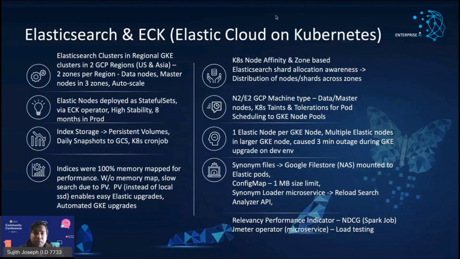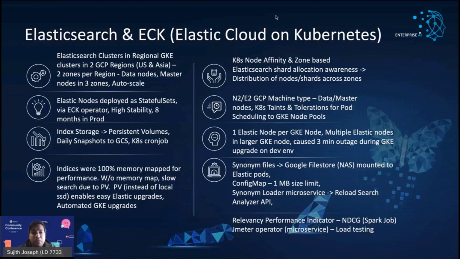The search engine that we use is Elasticsearch, deployed using the ECK operator, that is, Elastic Cloud on Kubernetes operator. We have multiple Elasticsearch clusters deployed across 2 regional GKE, that is Google Kubernetes Engine, clusters, deployed across 2 GCP regions, one in US and one in Asia. The data nodes are distributed across 2 zones per region, and the master nodes are distributed across 3 zones. We do have autoscale enabled on the Elastic node pools.